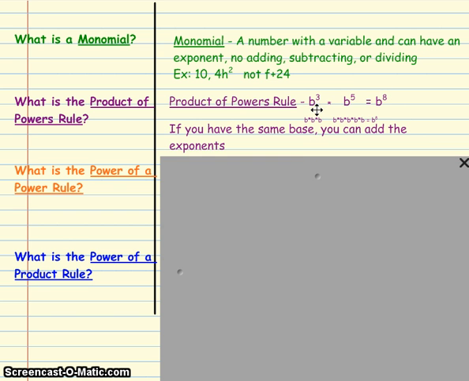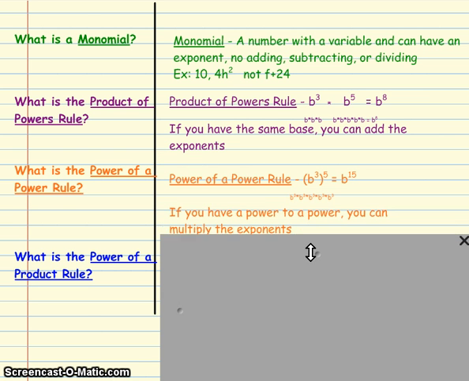The reason is that b to the third is like b times b times b, and b to the fifth is like having 5 b's. When you multiply them all together, you can just count them up and it's 8 b's, so b to the 8th power.